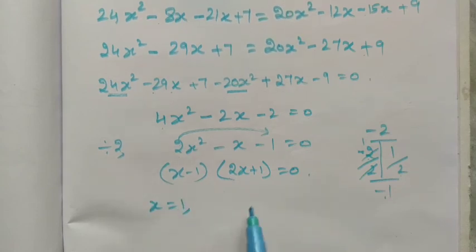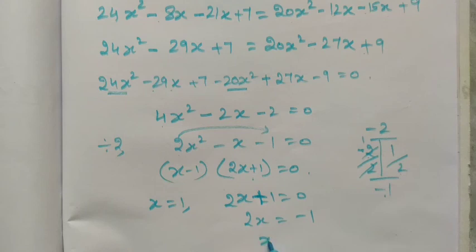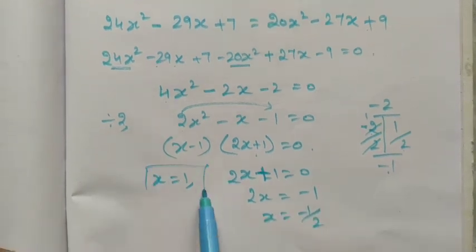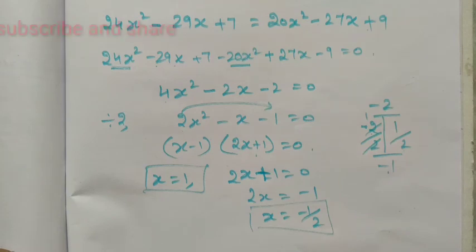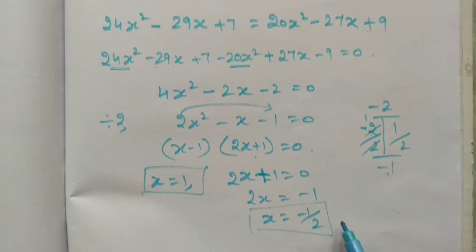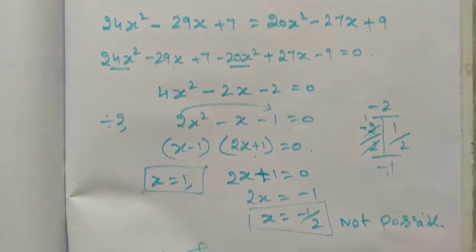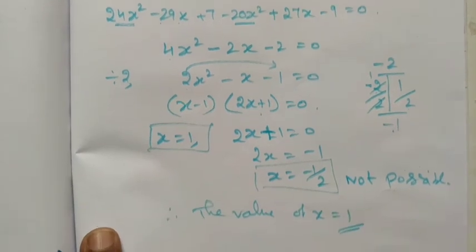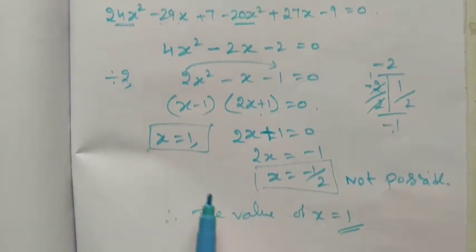Here x is equal to 1. And 2x plus 1 equal to 0, then 2x is equal to minus 1, then x is equal to minus 1 divided by 2. So x is equal to 1 and x is equal to minus 1 by 2. But in measurement, if you are measuring length or anything, a negative value is not possible. So we omit this negative value and take only the positive value. So x is equal to 1 is the value of x. Thank you, students.